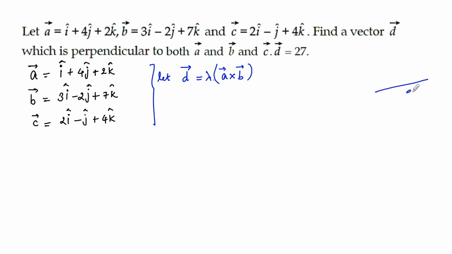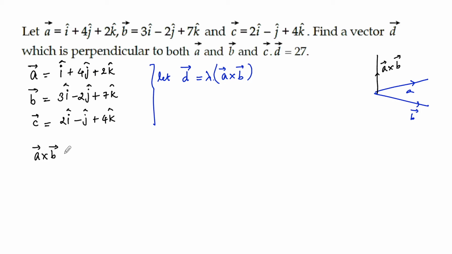Since a vector A and a vector B, the vector which is perpendicular to both the vectors is normal to the plane containing A and B, and that is represented by A cross B. So our vector D is also along this vector A cross B. So let us consider lambda times of A cross B. So let's find A cross B.